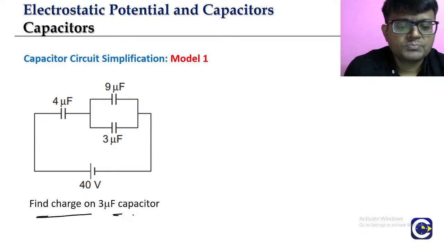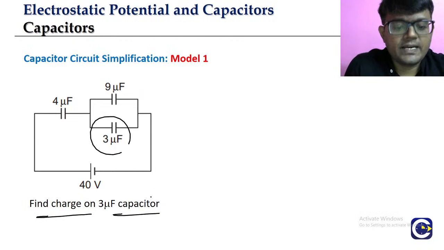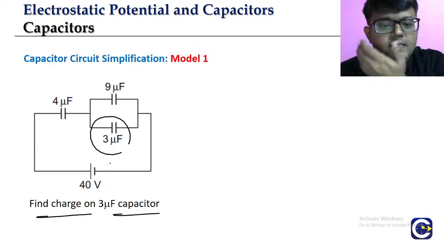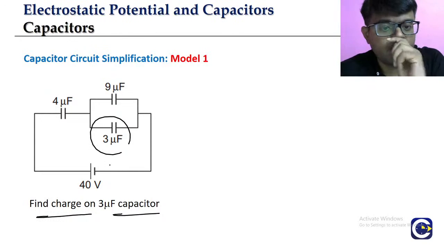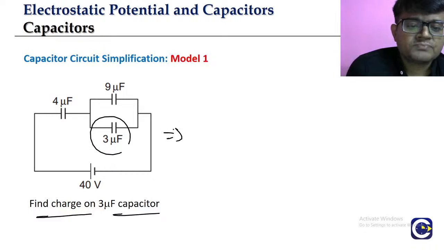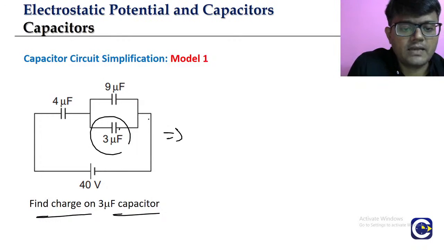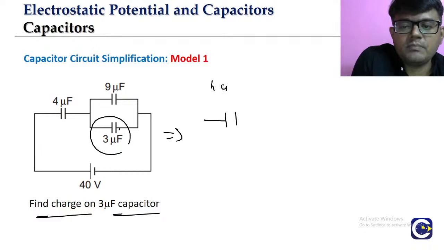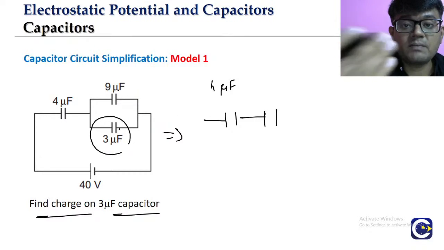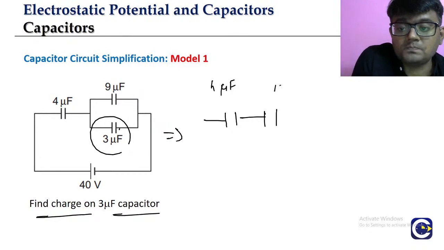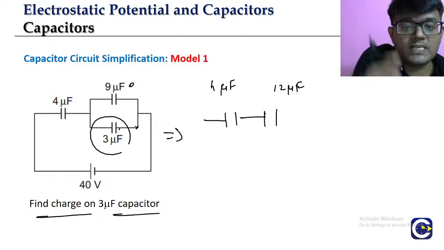Another question. Find the charge on the 3 microfarad. We have to find the charge on that 3 microfarad. Look here, this 3 and 9 are in parallel. If you replace both of them by the equivalent capacitance, parallel means C1 plus C2, right? So 9 plus 3 comes to 12. So replacing 9 and 3 by their equivalent capacitance, that is 12 microfarad.